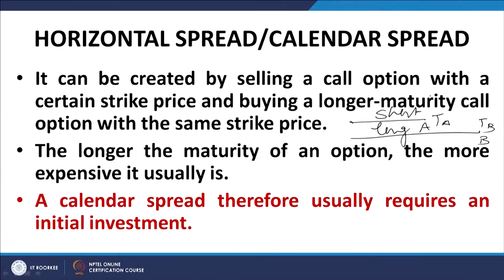At the end of T A, the shorter option A matures, but the longer option B continues to be live. Shorter option A is maturing, option B is live. Before we proceed further, let me emphasize one thing: the longer the maturity of the option, the more costly it is, because it has to deal with greater uncertainties, greater volatility of the underlying asset, and therefore, it becomes more costly.